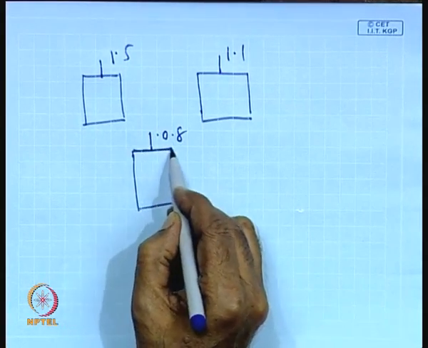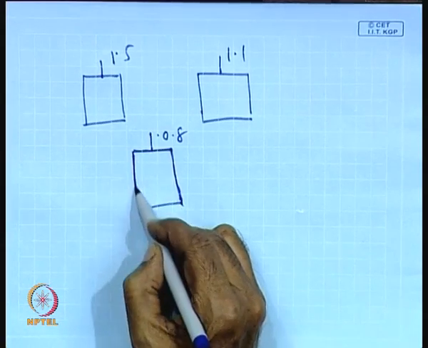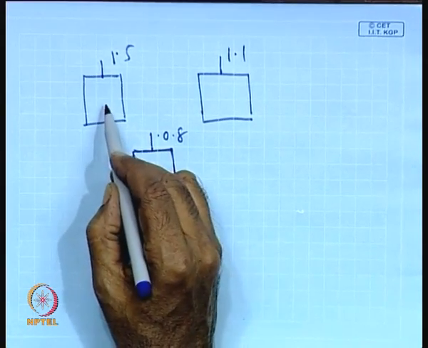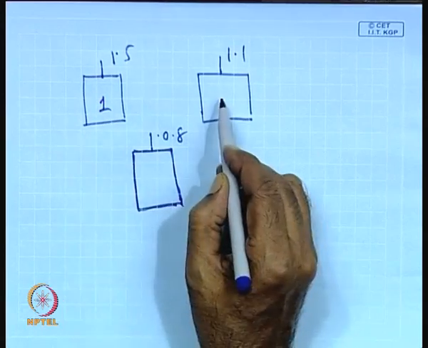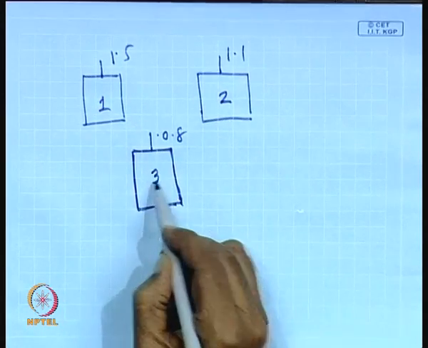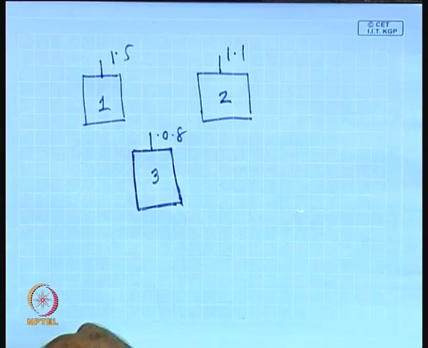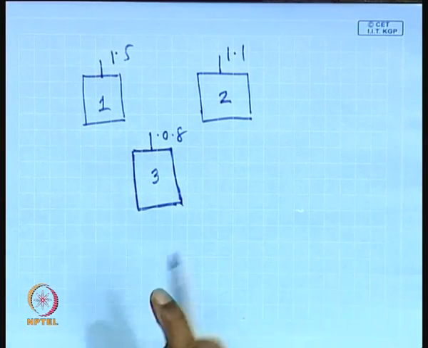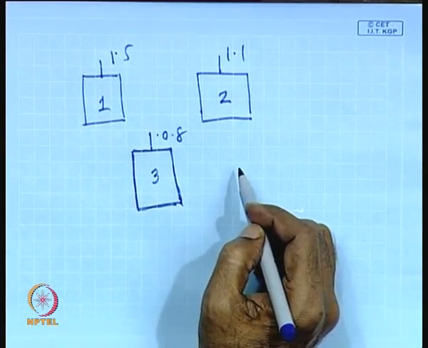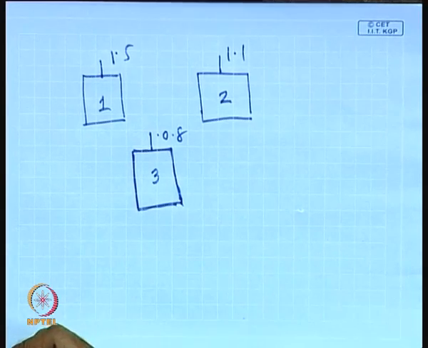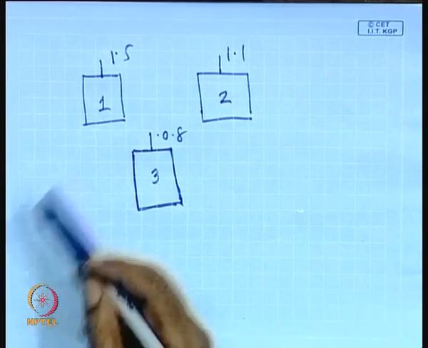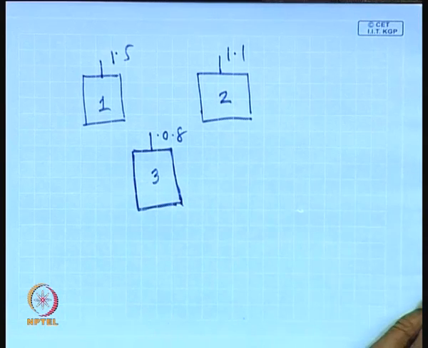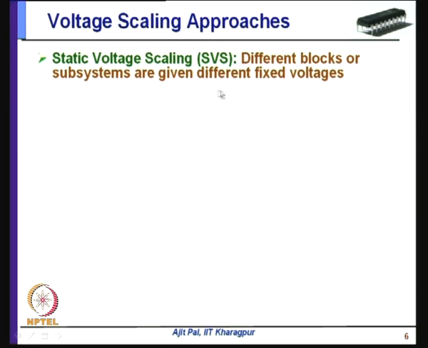So, these voltages are given to different parts of the circuits. That means, this is one voltage domain, this is another voltage domain, this is another voltage domain. So, these 3 voltage domains are identified, which will operate in such a way that the performance will not be degraded, but they will operate in different voltages and which are fixed, and this is done at the time of design. So, this is known as static voltage scaling, SVS.